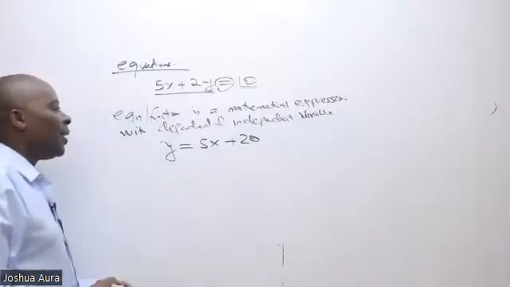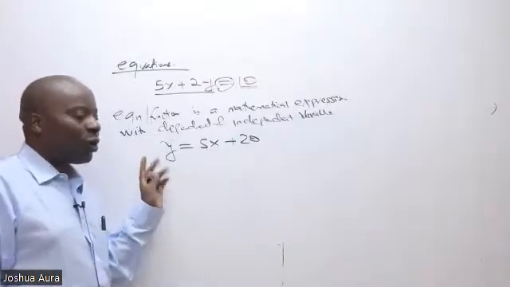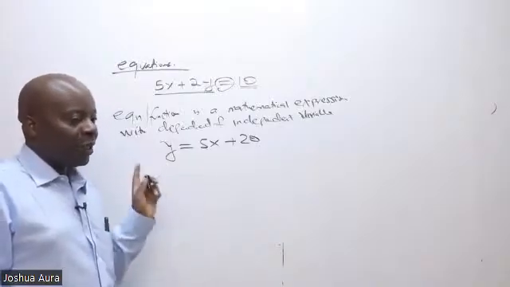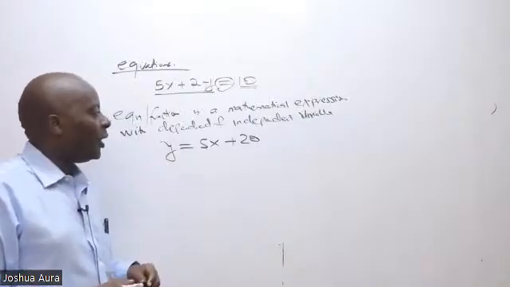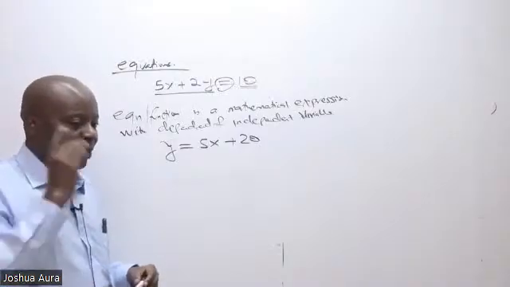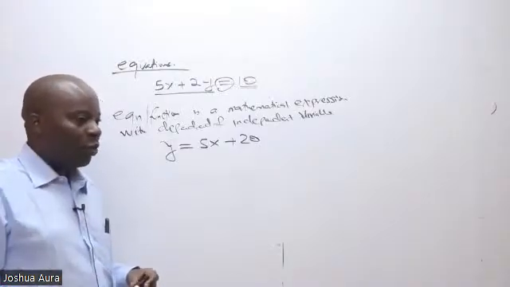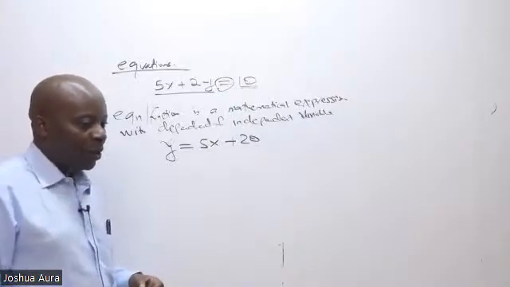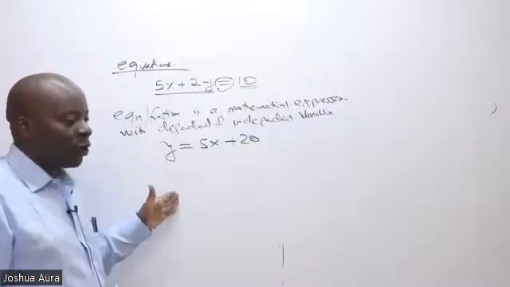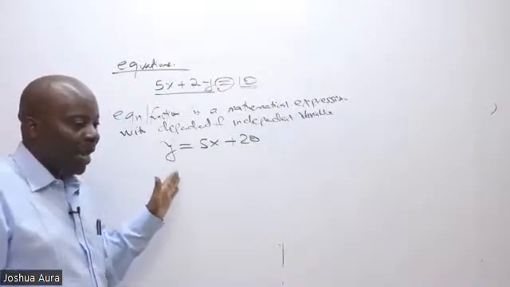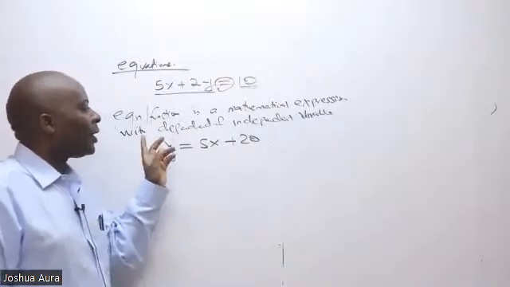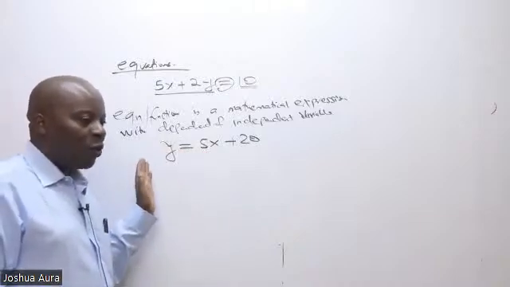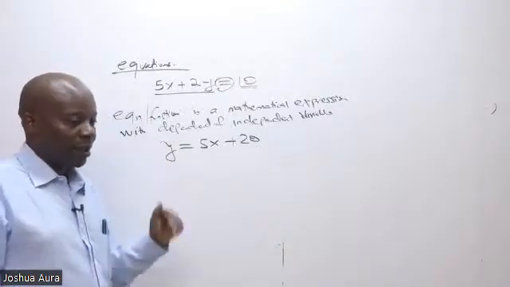Can somebody tell me, from this expression, which one will be the dependent variable? As I wait for you guys to type, it is y that is depending on x. It is y which is dependent on x.